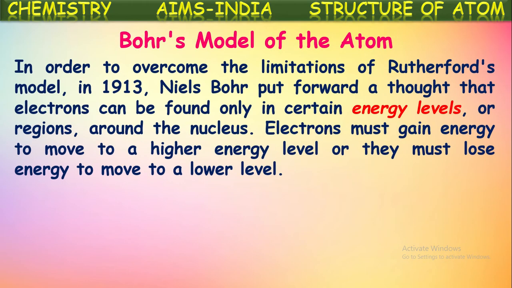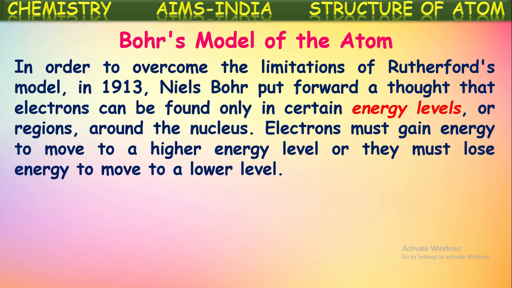In order to overcome the limitations of Rutherford's model, actually before this we have seen different models proposed by J. J. Thomson and Rutherford, isn't it? We discussed some 10 limitations of Rutherford's atomic model. So, in order to overcome these limitations, in 1913, Niels Bohr put forward a thought that electrons can be found only in certain energy levels or regions around the nucleus.